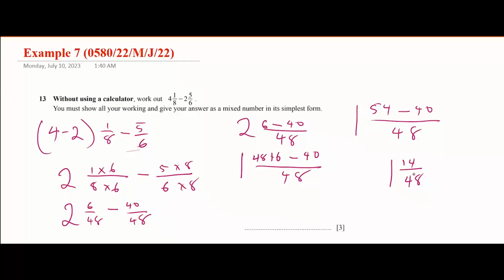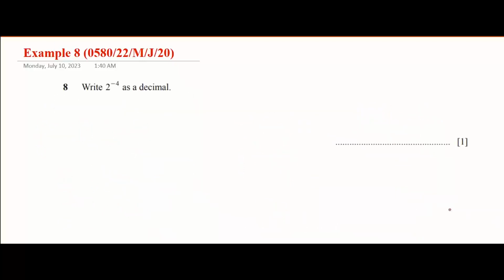So what can go? You can see that 2 can go. So if you say 2 goes in 14, that will be 7. Then 2 goes in 4, that will be 2. Then 2 goes in 8, that will be 4. So the final answer will be 1 whole, 7 out of 24. So that is the final answer. So let's go to the 8th question.